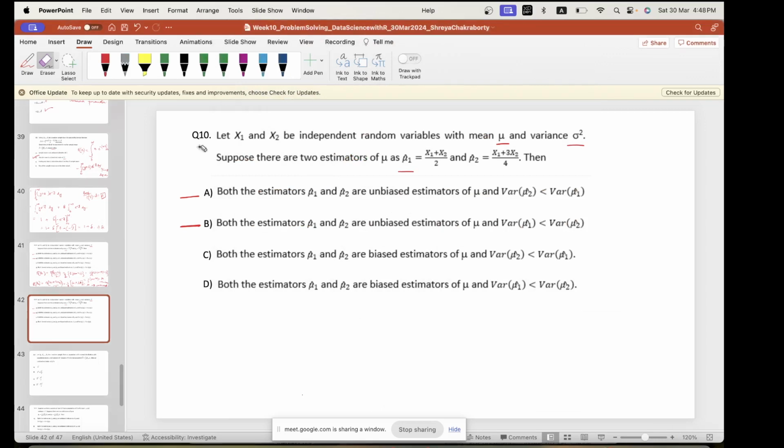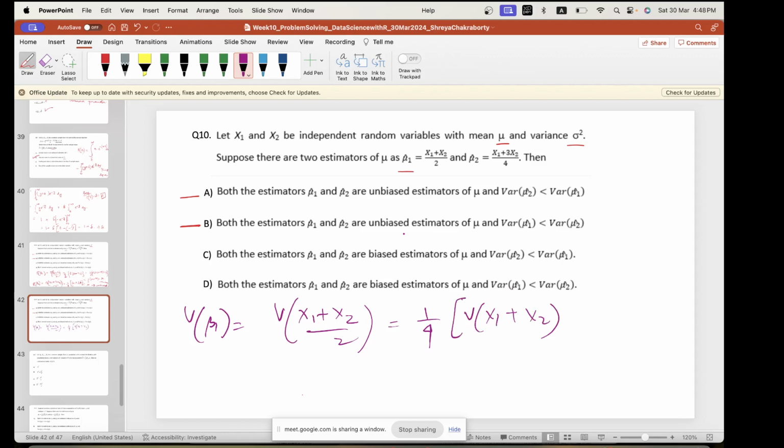Okay, so here variance of beta 1 equal to what? Variance of (x1 plus x2) by 2. So this would be 1 by 4 because when a constant comes out it is usually squared. 1 by 4 variance of x1 plus x2. Now since they are given that they are independent random variables, we can write it as 1 by 4 into variance of x1 plus variance of x2. No covariance is involved. Sigma square, 2 sigma square by 4. This is sigma square by 2.